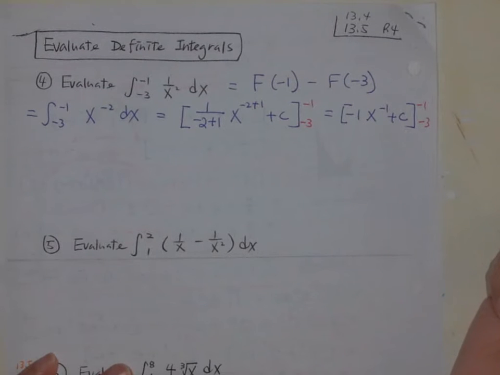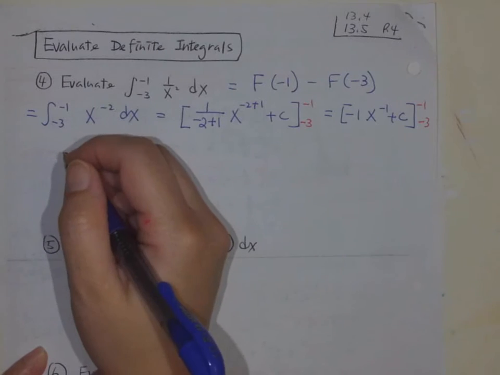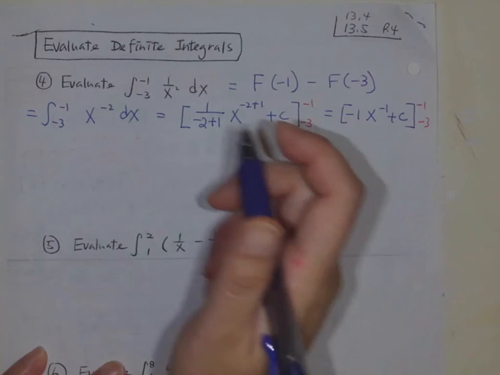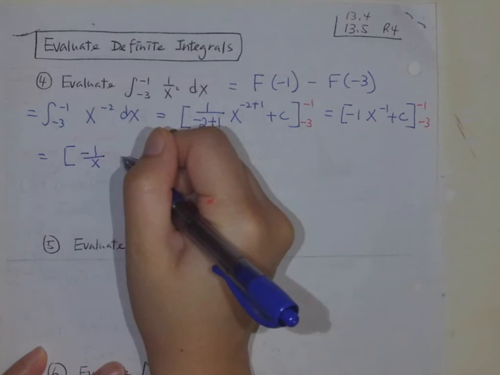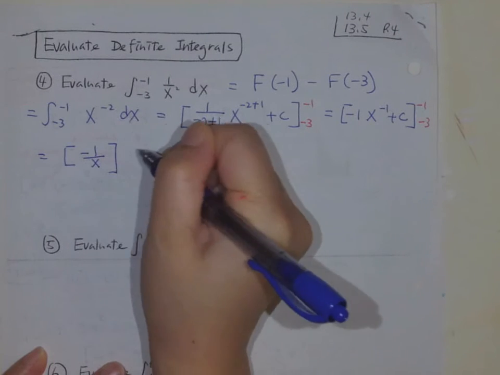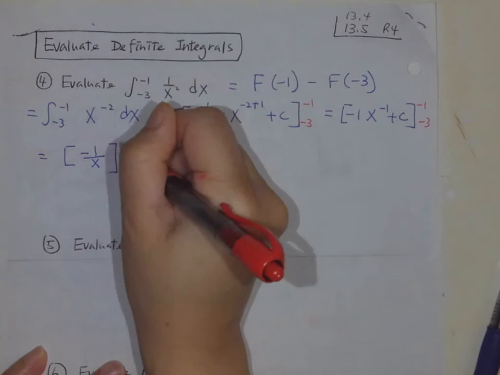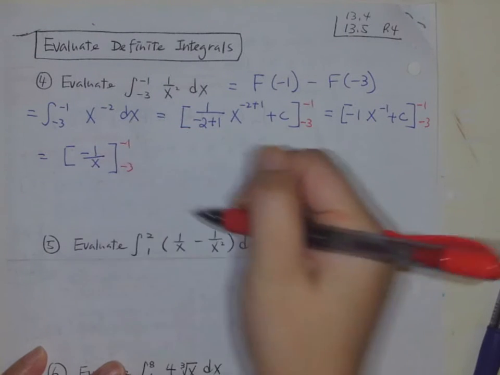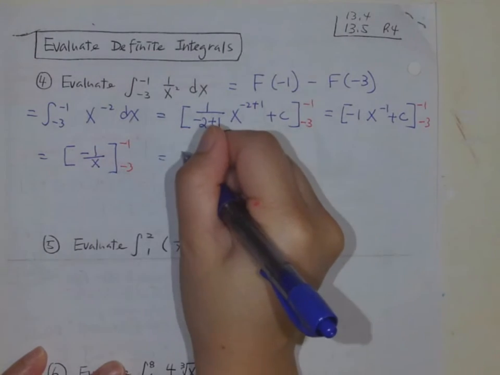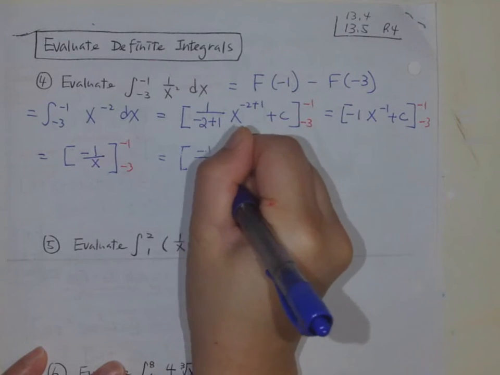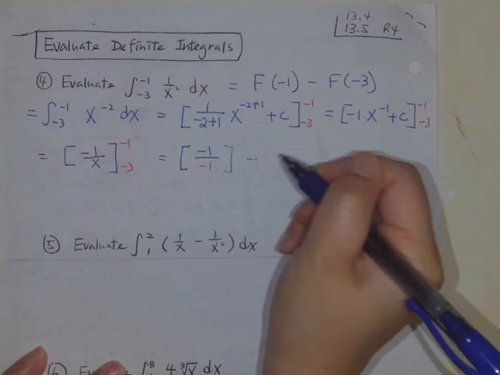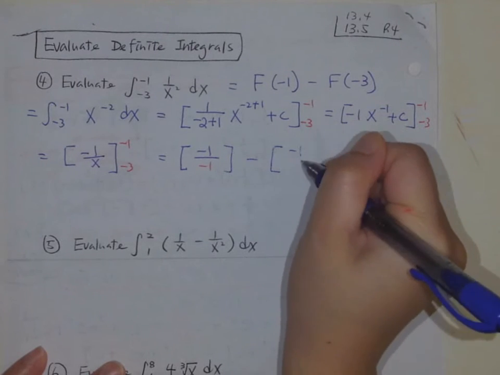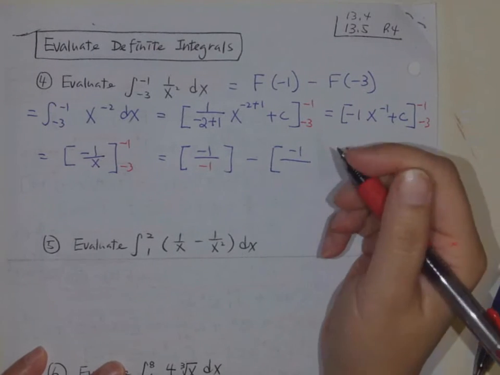So let's see. Start with -1, right? So this also means -1 over x. Can I just get rid of the c because it's going to cancel out? So plug in -1 and -3. So the first one will be -1 over -1, and then minus -1 over -3, right?